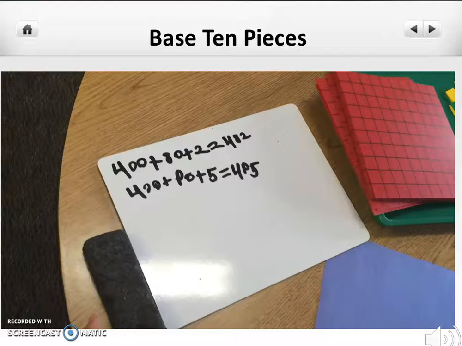Welcome back for the second part of our presentation. Here we will see some second graders solving a large addition problem in a way that applies their knowledge of place value and uses base 10 pieces as a model.